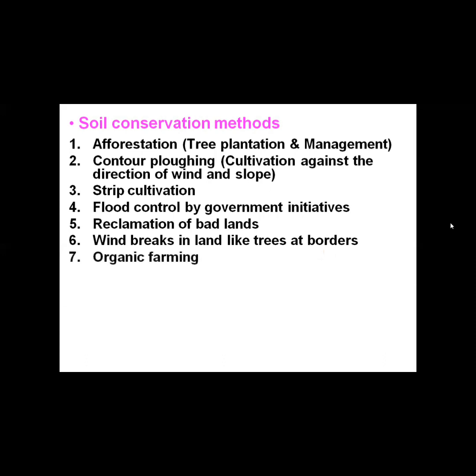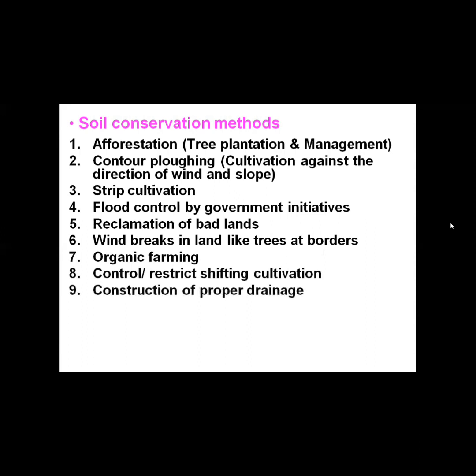We should go for organic farming, control or restrict shifting or jump cultivation, and construct a proper drainage system as and when there are waterlogged conditions. Leveling of the gullies should be carried out so that the gullies do not increase and it will not give rise to the formation of natural hideouts.